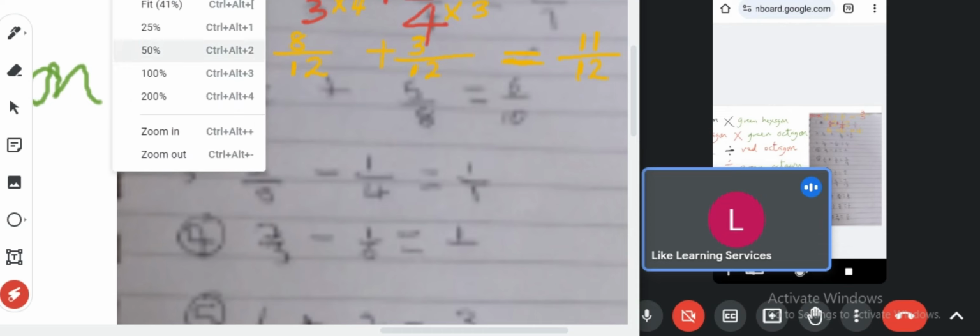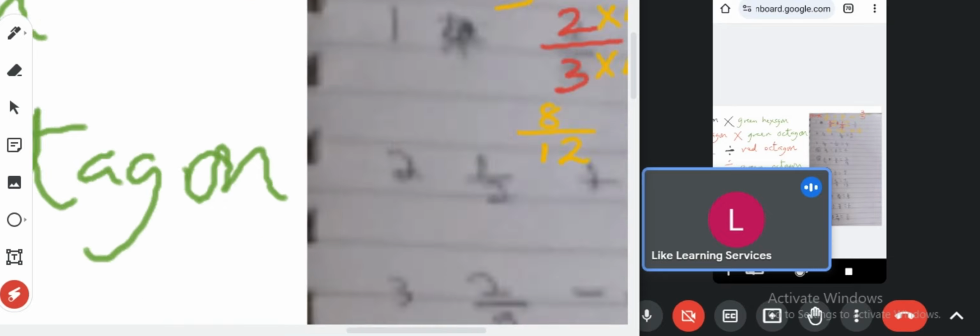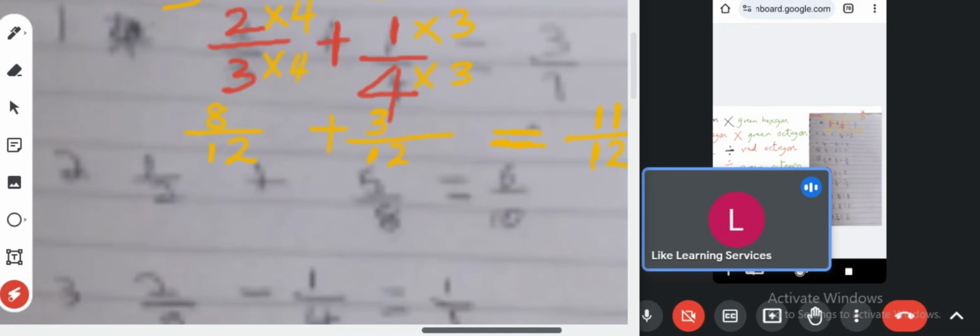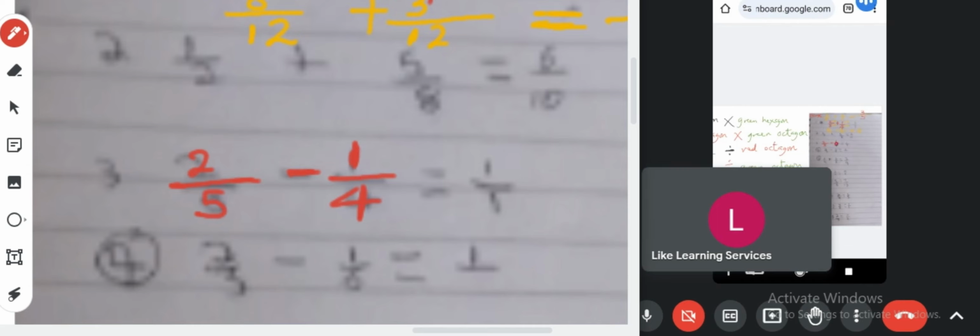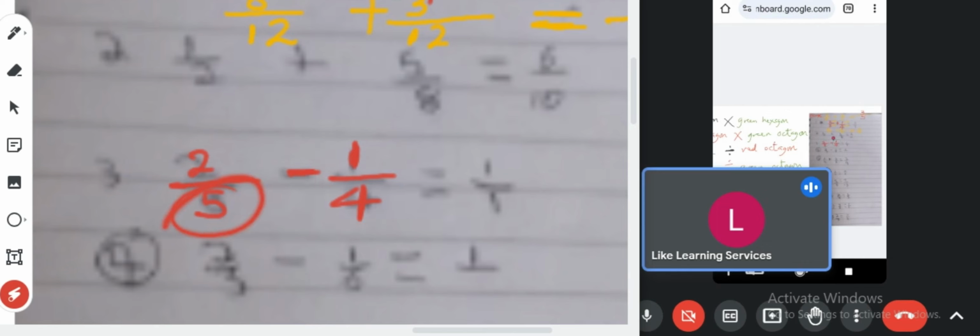Let me zoom it in properly. Let me zoom it out, zoom it in very well. It's number 3. If you're getting what I just did here. Now this is 2, let me write it out. 2 over 5 minus 1 over 4. Did you see what I wrote? Yeah. What should I do first? Tell me. Do they have the same denominator? No. Okay, so what should I do?